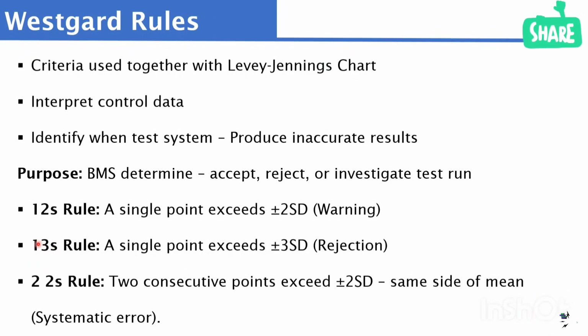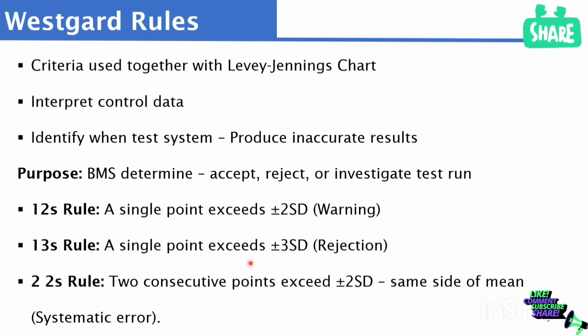So when you say 1,3S, now if 2 is 2 standard deviations, 3 then becomes 3 standard deviations. Remember, plus means plus standard deviation, minus means minus standard deviation, like I've shown previously. 1 is the number of occurrences. So again, we have a single point exceeding these 3 standard deviations, whether plus or minus, and obviously that becomes a rejection.